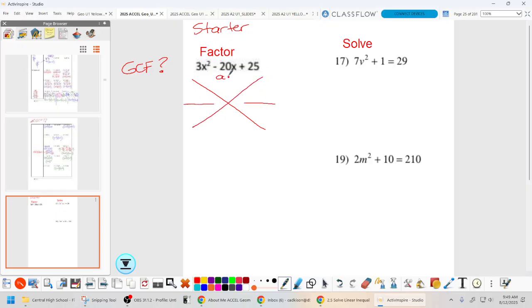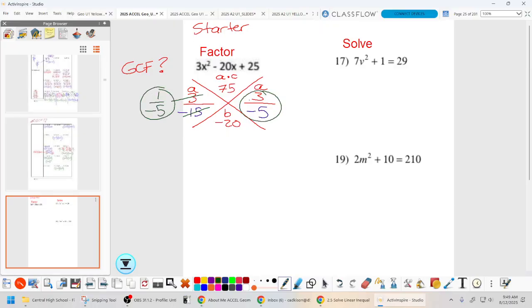Okay, a times c up here, which is 75. B is negative 20. And then a on the sides is 3. Are there factors of 75 that add up to negative 20? Yes. Okay, what are they? Negative 15, negative 5. Yep, good. Negative 15, negative 5. This side can be simplified to 1.